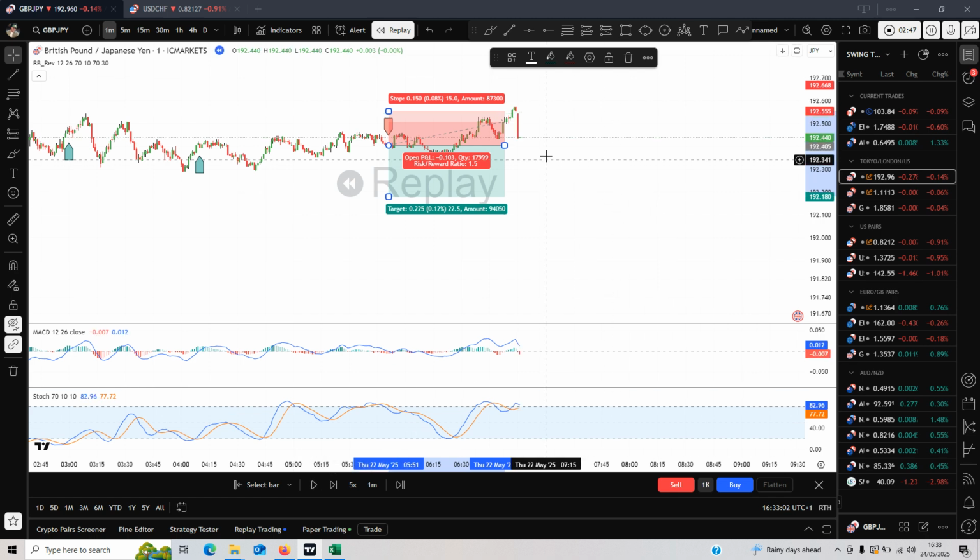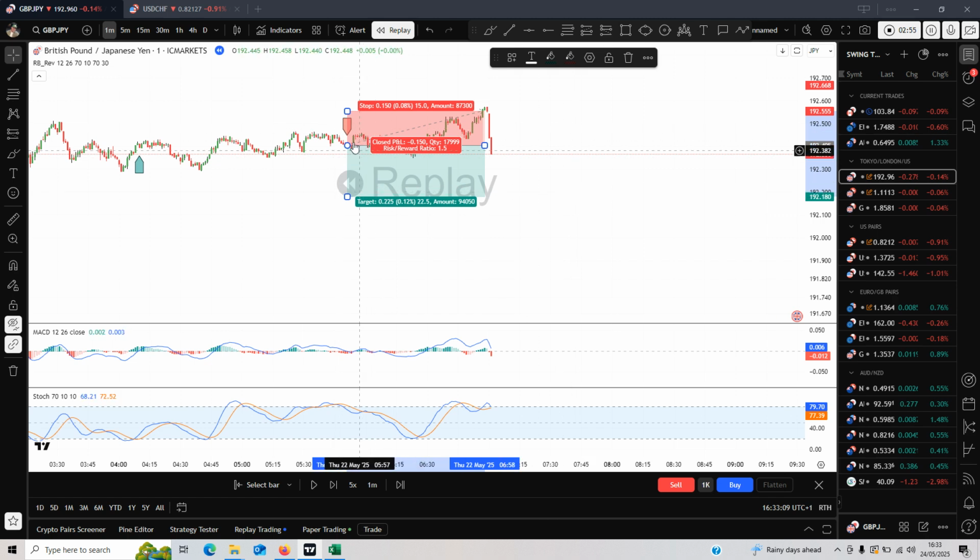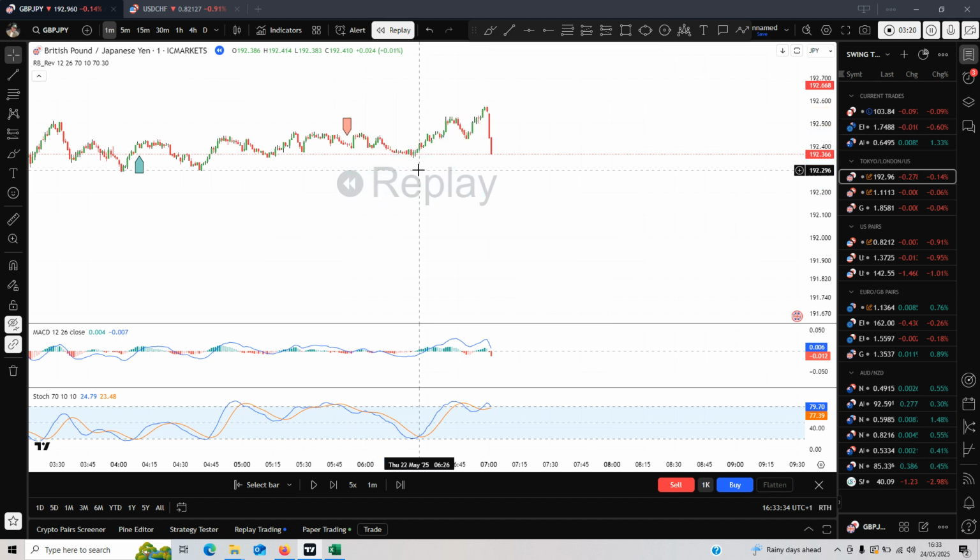There we go, we're stopped out. I wouldn't have taken this trade, purely because this didn't cross over fully. This was already crossed over, and I like them both to cross over at the same time. That's just my preference. It's how I interpret what Rob Booker is saying when he's looking at this reversal indicator. So this is a trade we won't take. We'll get rid of that, and we'll go for the next candle.